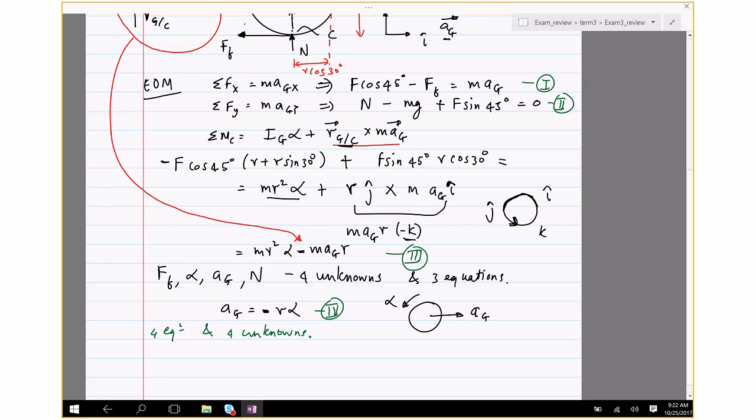Okay, so in fact it turns out that if you use 3 and 4, so 3 is this one, 4 is this one, and you sub in the value for AG in equation 3, you should be able to solve for AG and alpha. You do not need equations 1 and 2. Right? Can you see this? If I take AG equals R alpha and sub it in here, then this thing is only going to be a function of alpha.